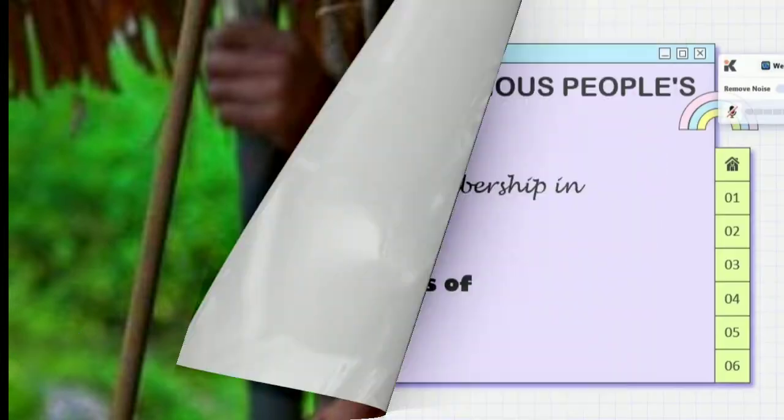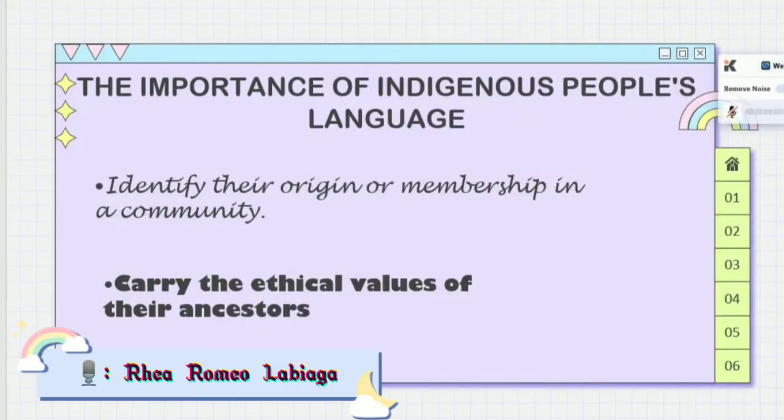Next slide. The Indigenous People's Language. So what is Indigenous People's Language? Indigenous People's languages not only identify their origin or membership in a community, but they also carry the ethical values of their ancestors and the indigenous knowledge systems that make them one with the land and are crucial to their survival and to the hopes and aspirations of their youth.